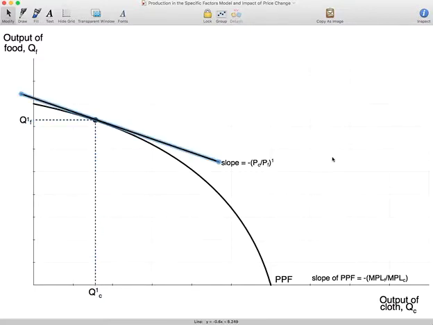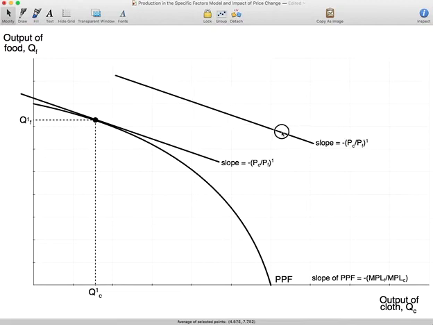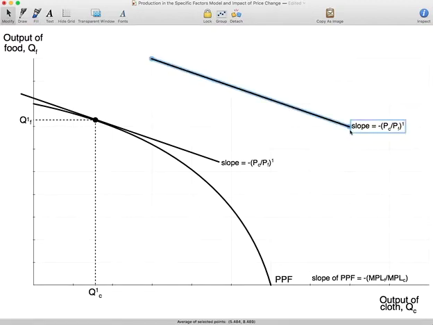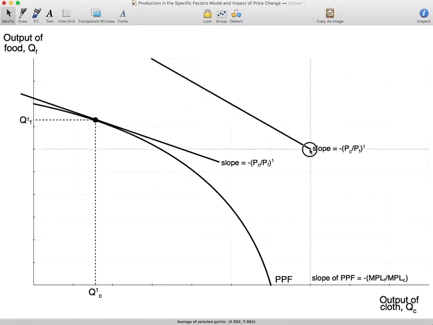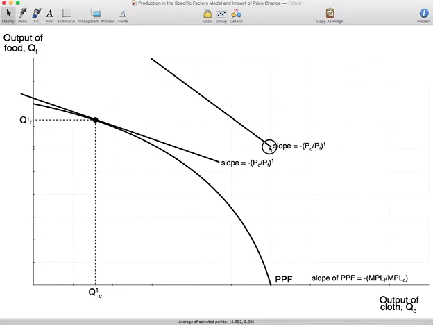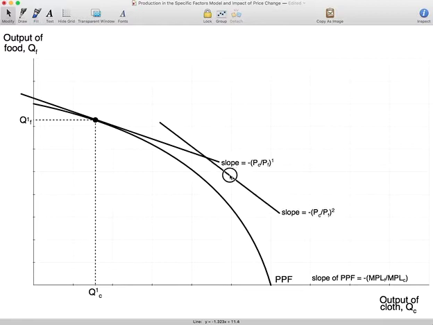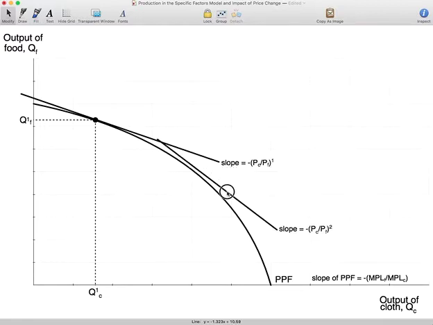So let us actually illustrate that and see what happens. I'm going to cheat and copy this, so it'll make it easier. And then I will adjust this way. And let me change the notation on this so that you know that this is now the ratio of the prices after the price increase in cloth. So now we have a new price line, a new ratio of prices.